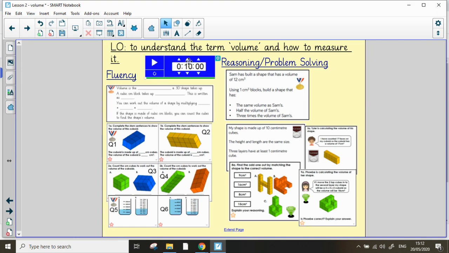Don't forget to try the other reasoning and problem solving questions. And when you're ready, mark your work using your highlighters.